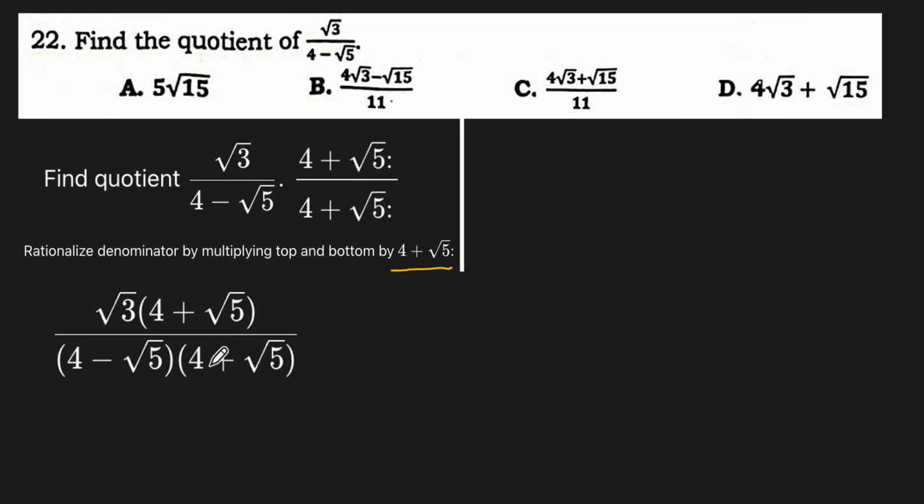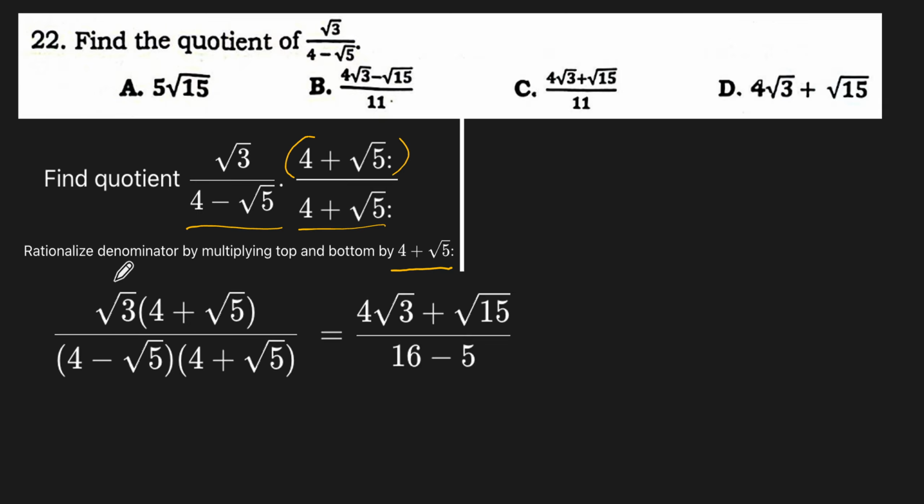And then we have this one, square root of 3 times 4 square root of 5. We can write it here in the numerator. In the denominator, we perform the FOIL method as well. So, distributing them in the numerator, for square root of 3 times 4, we have 4 square root of 3. Square root of 3 times 5, we have square root of 15.